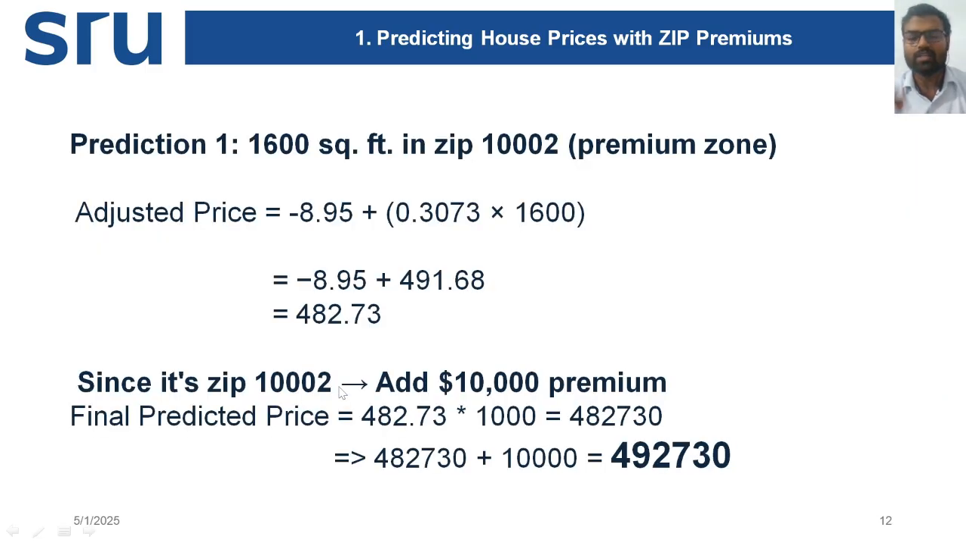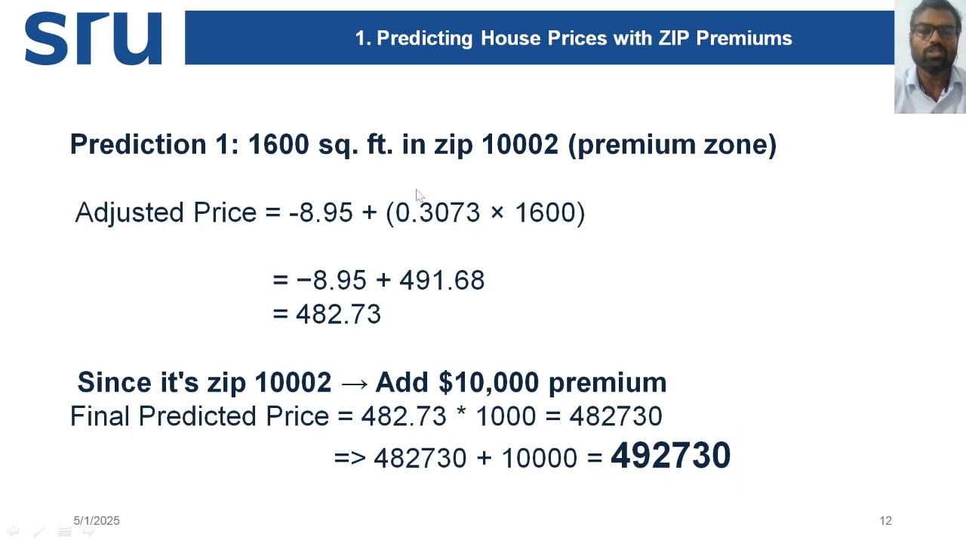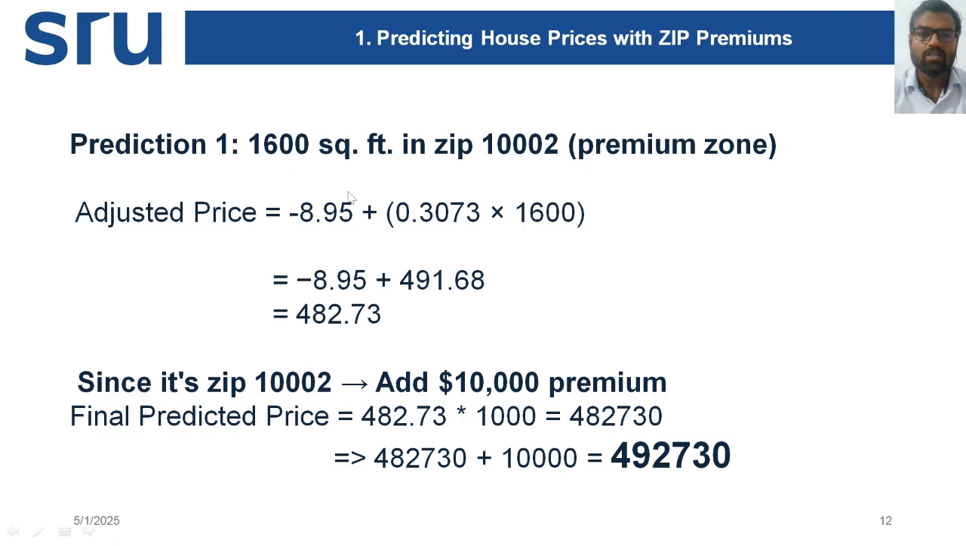So let's predict. These are the two questions they are asking. First, 1600 square feet, zip code 1002. What is the price? Observe, we just substitute into the adjusted price equation. What is the size? 1600 square feet. Substituting that, you get 482.73. That is in dollars, but it is all about $1,000.